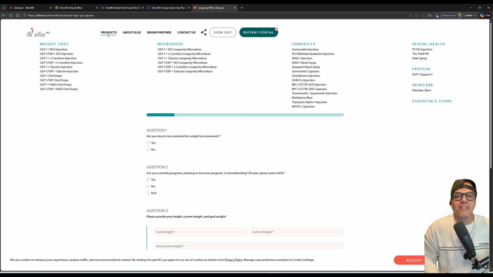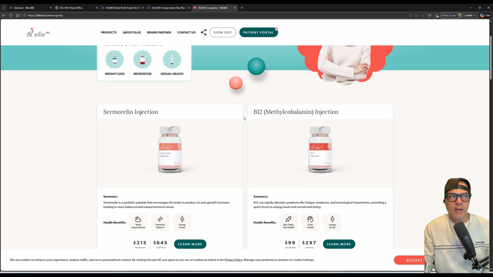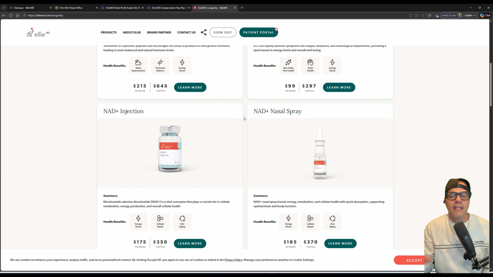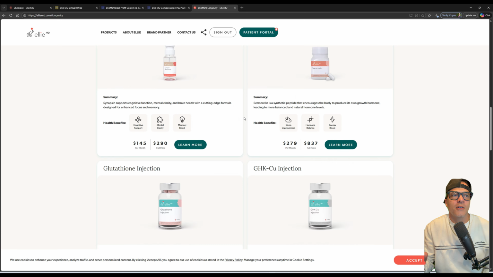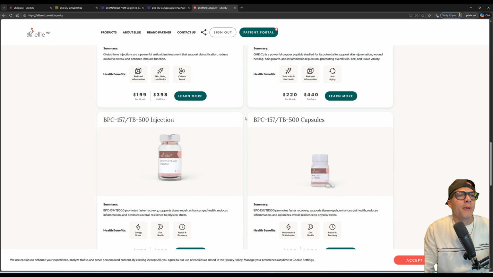Now, if weight loss is not exactly what you're here for, then go ahead and scroll back up to that product tab, scroll over to longevity and click on that longevity header unless you know exactly what you're looking for. I do want to mention that if there's ever one that you don't see listed on the website and you're looking for it and you can't find it, make sure you are logged in. There's certain ones that you have to be logged in to see. This is where you'll be able to see a variety of other peptides that we offer.